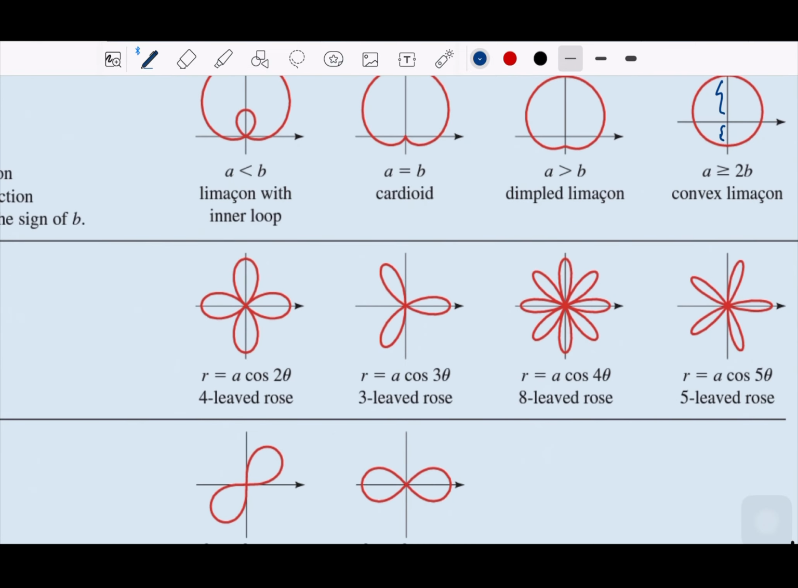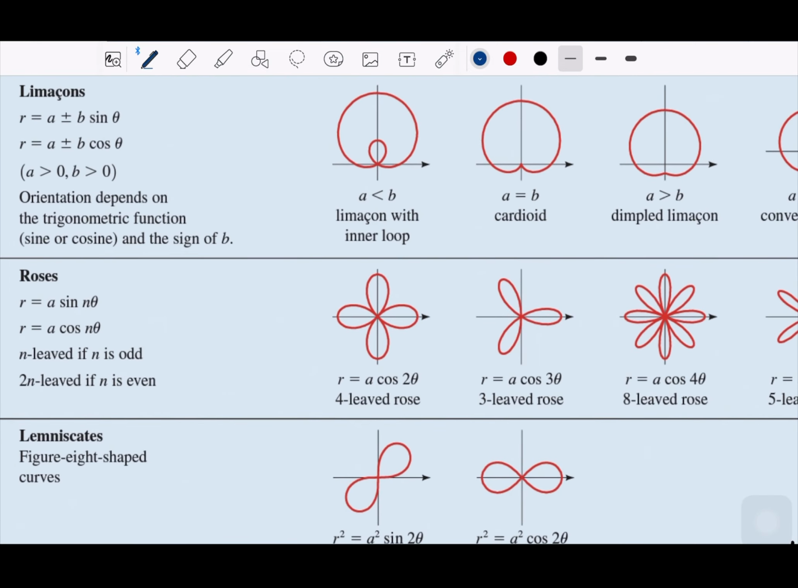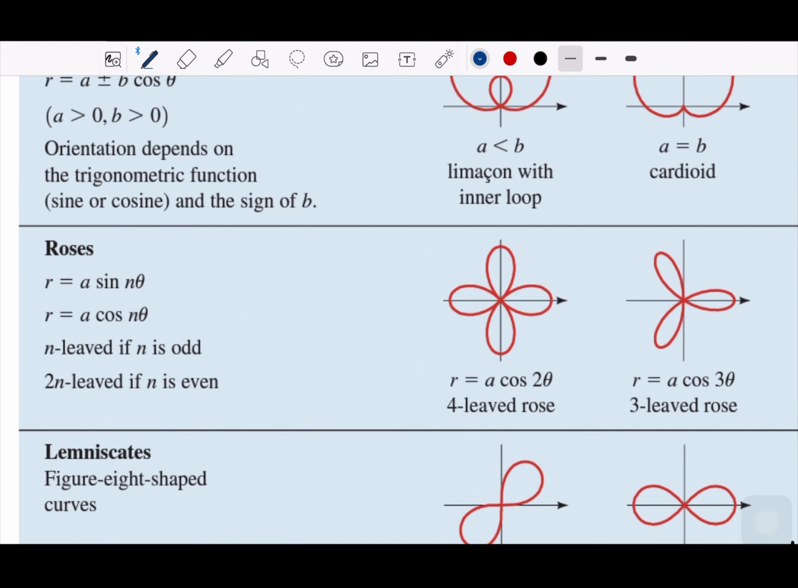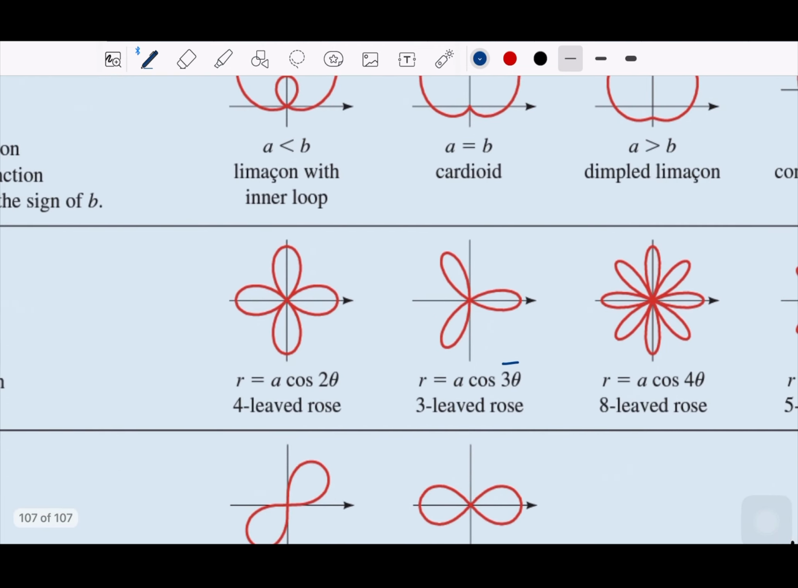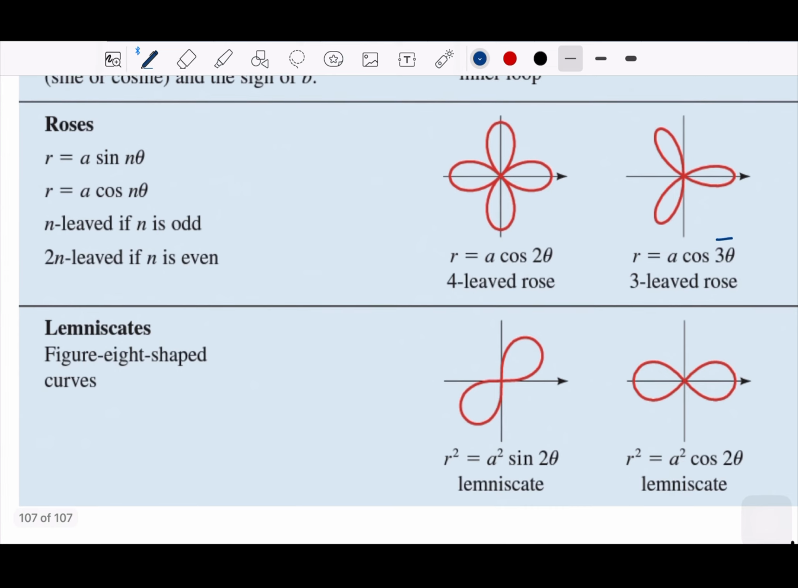For example, we have a sine n theta, a cosine n theta. We have n-leafed roses if n is odd, like cosine 3 theta, cosine 5 theta. It's 3-leaf roses, 5-leaf roses. But if n is even, then we have 4-leaf roses for cosine 2 theta and 8-leaf roses for cosine 4 theta. And then we have also lemniscates.